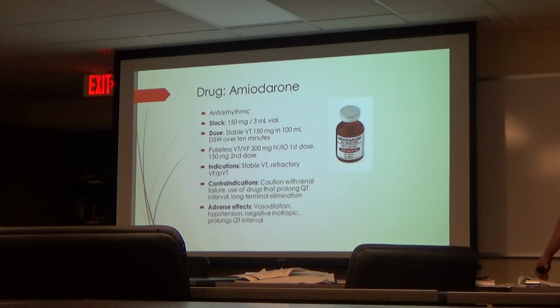Other things to watch out for with amiodarone is that it can cause hypotension. And because it's an antiarrhythmic, it could decrease the cardiac output by decreasing the contractility of the heart, meaning that the heart's not going to be beating as hard as what it originally was.